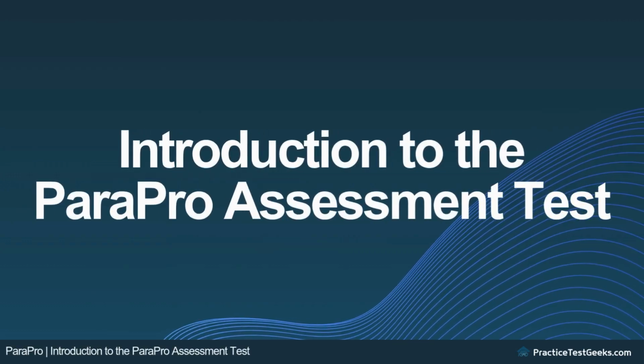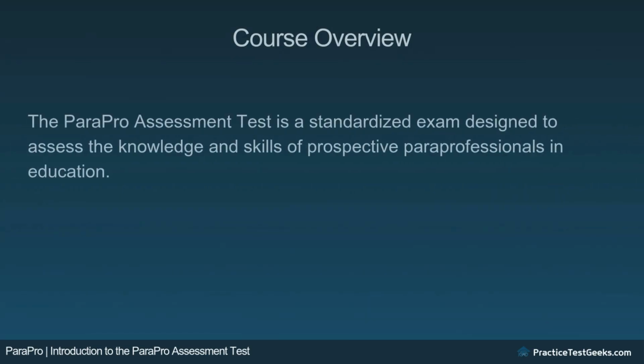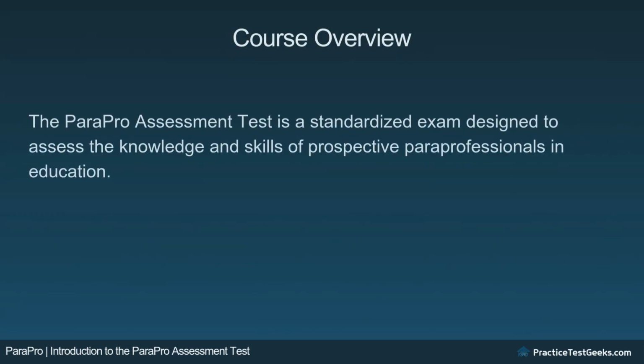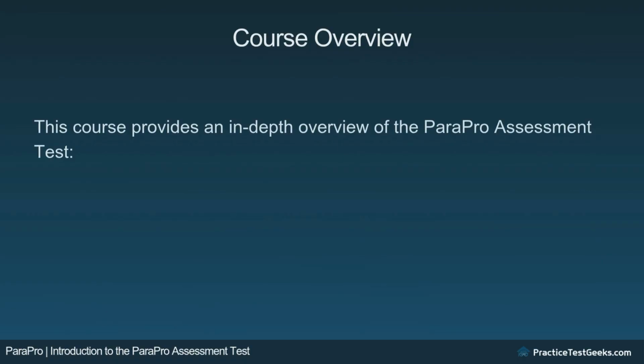Introduction to the ParaPro Assessment Test. The ParaPro Assessment Test is a standardized exam designed to assess the knowledge and skills of prospective paraprofessionals in education. The test measures proficiency in areas such as reading, writing, and mathematics, and it is a requirement for individuals seeking to work as paraprofessionals in U.S. public schools. This course provides an in-depth overview of the ParaPro Assessment Test, its purpose, and the exam format to help learners prepare effectively.